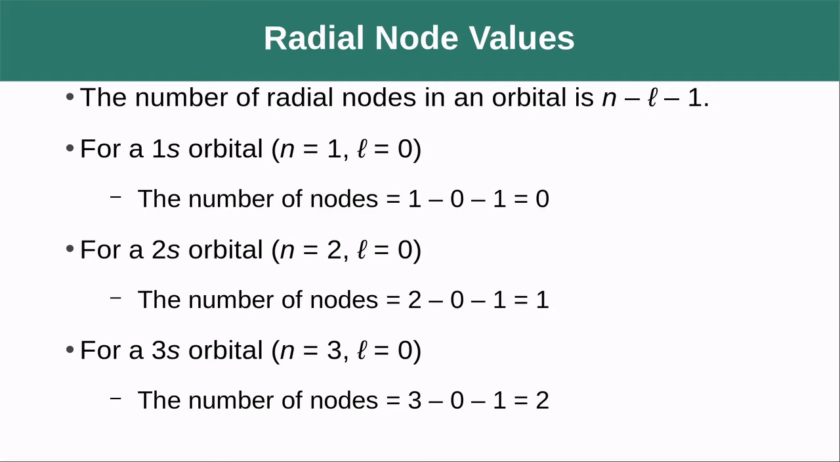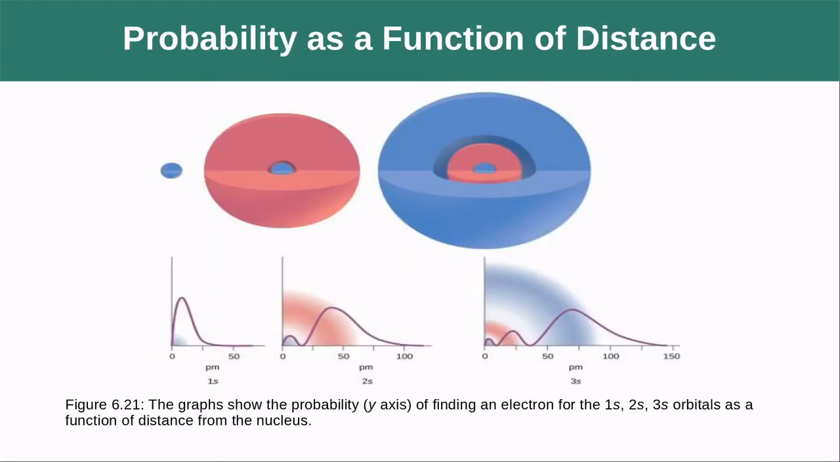So we have a couple of cases here. For instance, if n is equal to 3 and L is equal to 0, then there's going to be 3 minus 0 minus 1, so 2 nodes. All of these cases apply to the s orbitals, which actually look like spheres. So let's picture what this means.